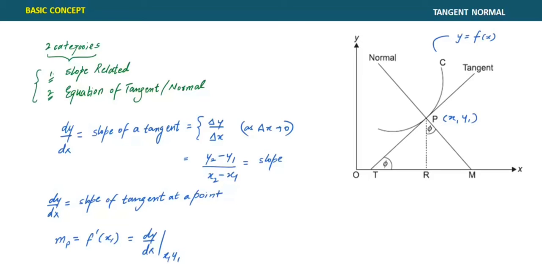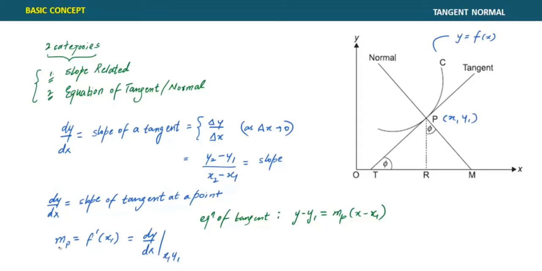And if you want to write the equation of the tangent, yes, this is very simple. Why? Because we know a point and the slope. So the equation of tangent will be given as y minus y1 is equal to mP times (x minus x1). So this is the equation of tangent.